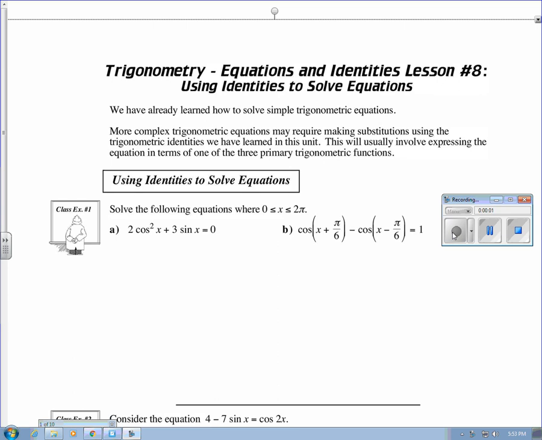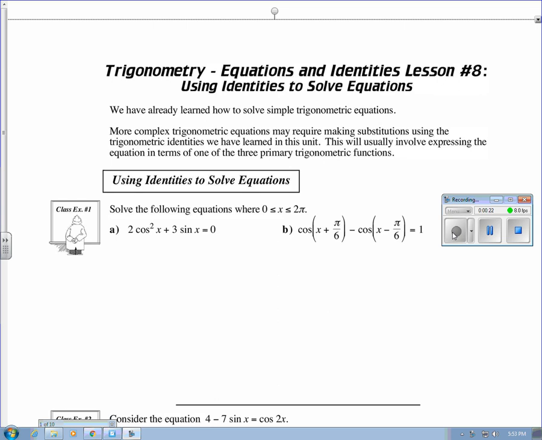So this is the last lesson of trigonometry. Doing really well to stay on schedule, which is great. Now we get to put everything we know into practice. So we're solving equations, which will take our identity work, plus our unit circle work, plus our calculator work.